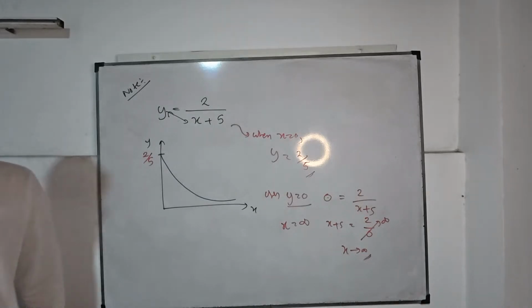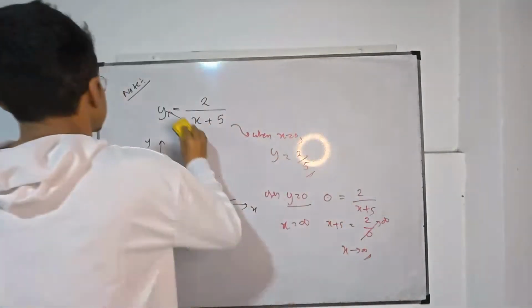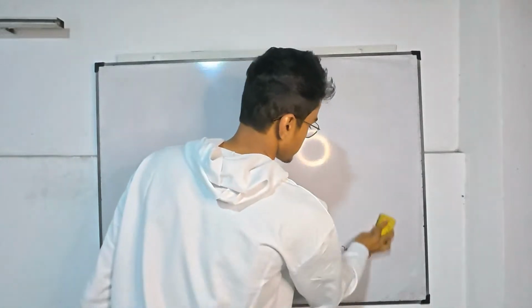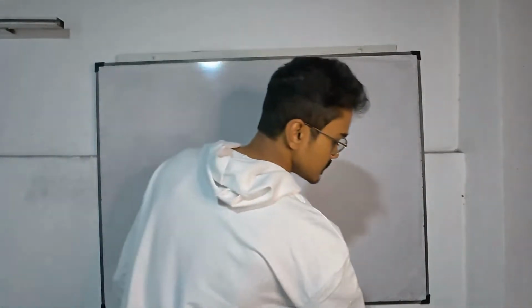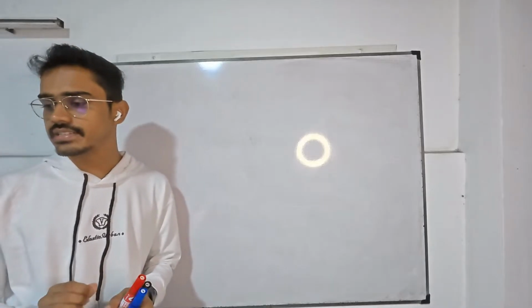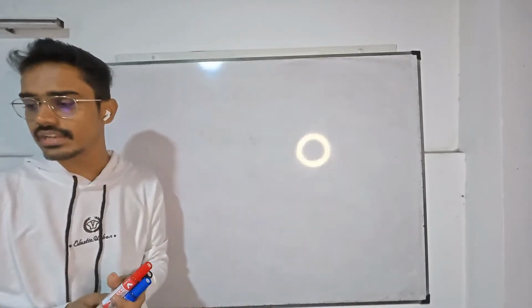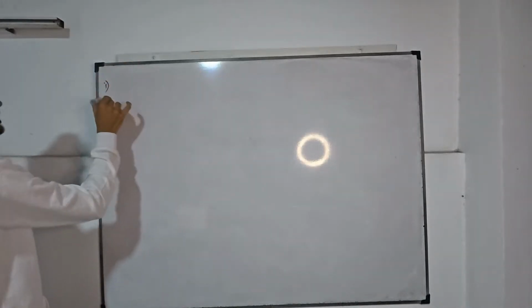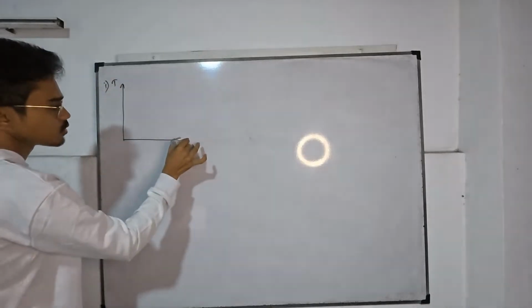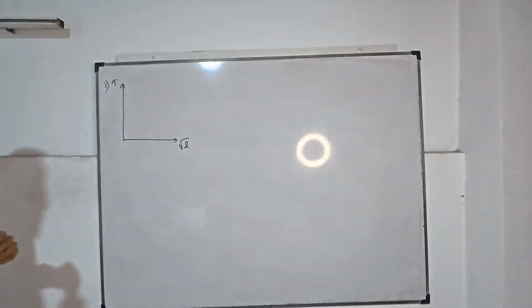Right. Next one. Question 3. It says the periodic time T of a simple pendulum is given by T equals 2π root L over g. Plot the following variations of T against L. Okay, first one: T with root L.